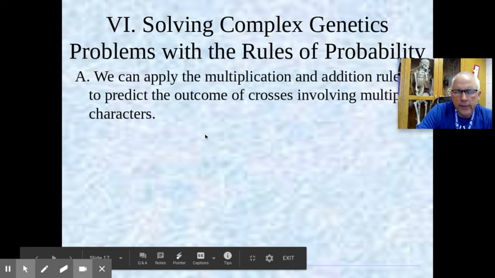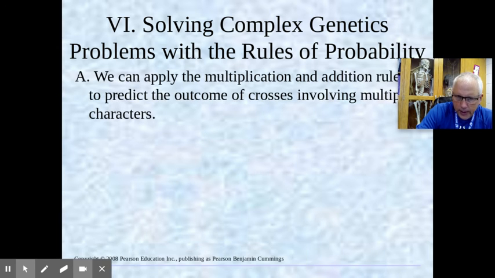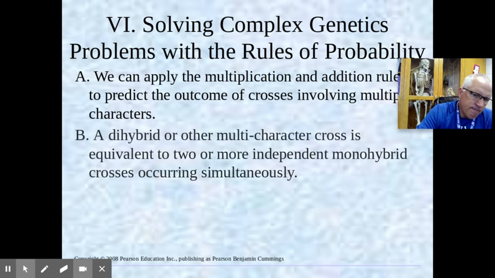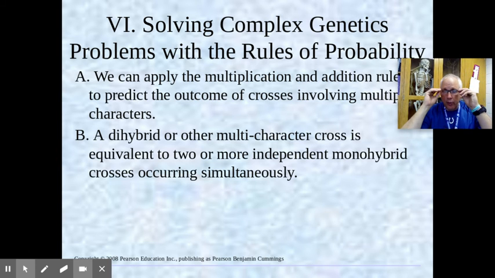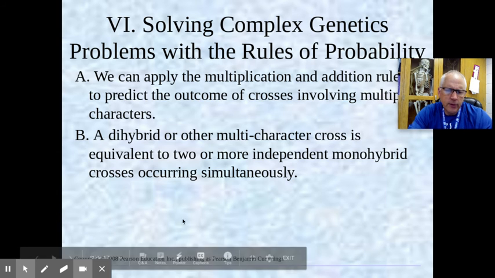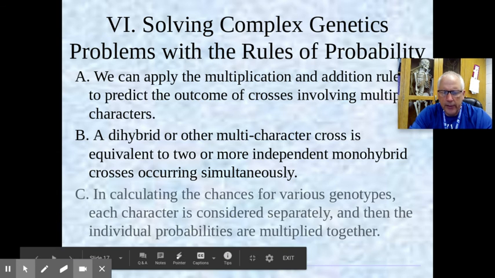So let's put both of these together. Okay. So let's say I have multiple characters. And we'll do this. So let's say I have a dihybrid cross. I have multiple characters like blood typing or brown eyes, blue eyes, green eyes, hazel eyes. What's the odds of these occurring simultaneously? You get some crazy math here.